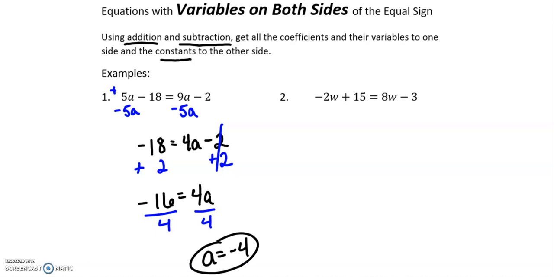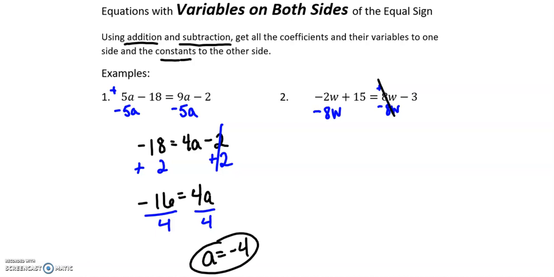So let's do the same thing on number 2. Again, you can choose which way you want to go with everything. I'm going to do the opposite on this one. I'm going to put all the w's to the left side of the equal sign. Last time I put all the variables to the right side. So since 8w is positive, I'm going to subtract it. I'm going to go over to the left side of the equation and subtract 8w from the other w.